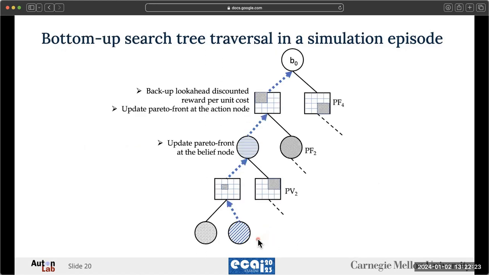Once the maximum tree depth has been reached in the top-down traversal, the bottom-up pass begins. In this phase, the agent updates the look-ahead reward and cost values at each action and belief node visited in the top-down pass. Additionally, the Pareto fronts are also updated at each belief and action node using the lower confidence bound of the look-ahead reward and cost vectors.